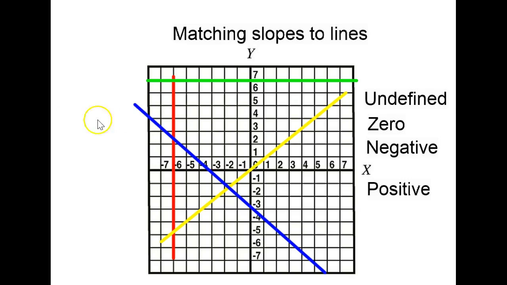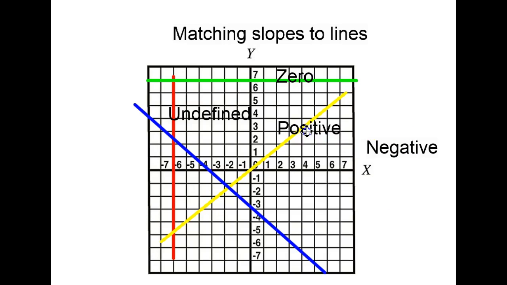All right, we're back. And this red one right here, the vertical one, that's the undefined slope right there. The green one is going directly across. It has a slope of 0. So the green one is 0. The one that's going up from left to right, the yellow one, has a positive slope. And the one that's going down from left to right has a negative slope.